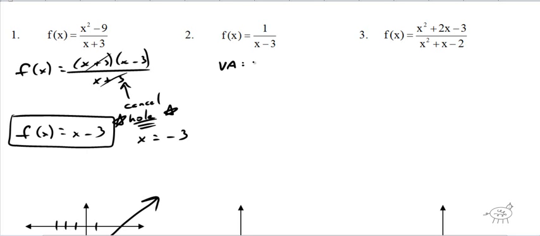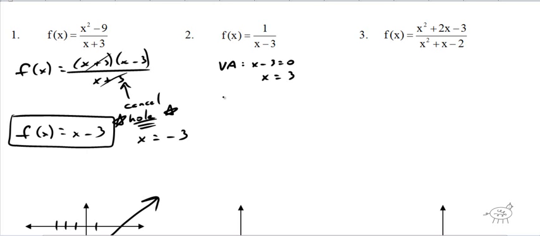Basically, the vertical asymptote, or as we like to abbreviate it, VA, you set the denominator equal to 0. So you have x minus 3 equal to 0, so my vertical asymptote is x equals 3. Again, it's a vertical line. Remember, vertical is an up and down line, right?